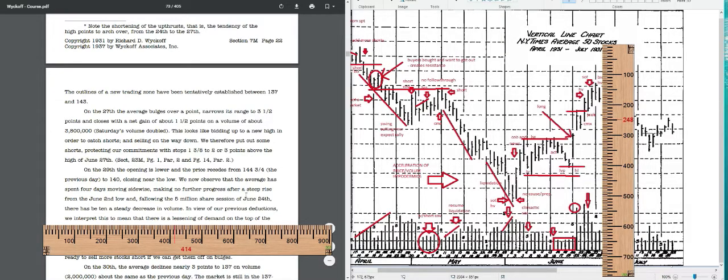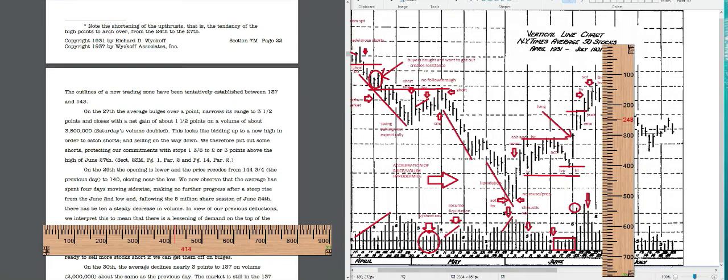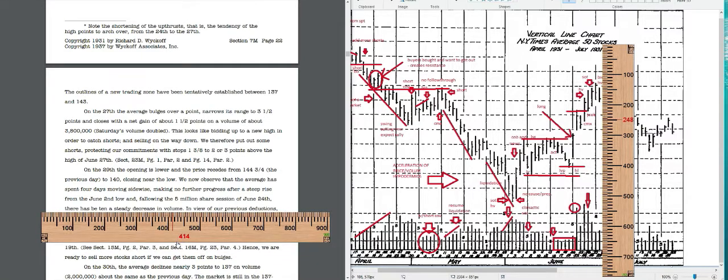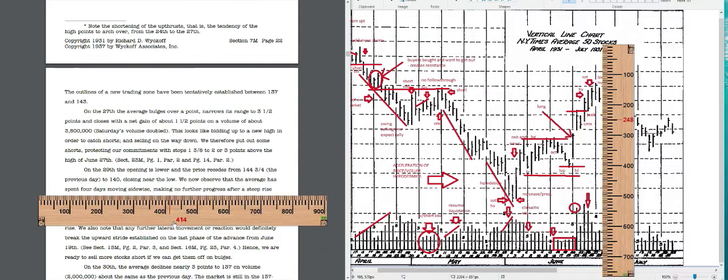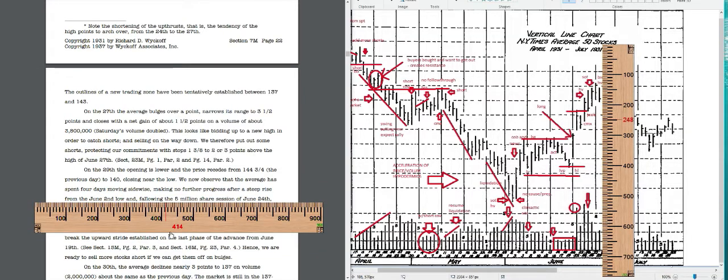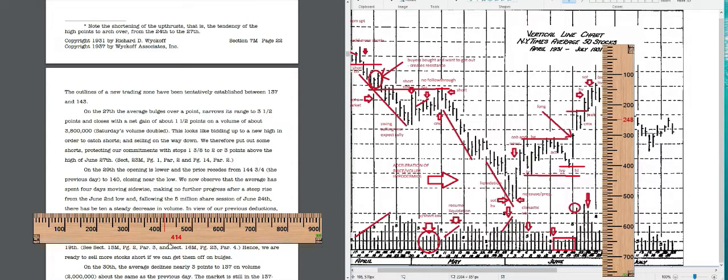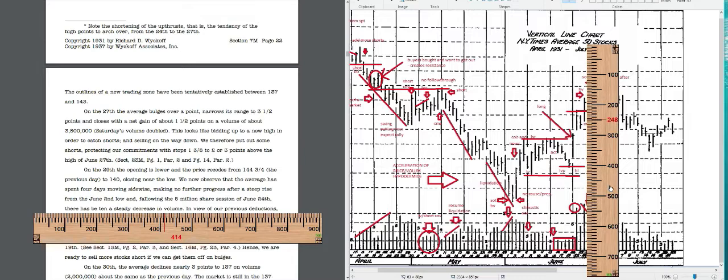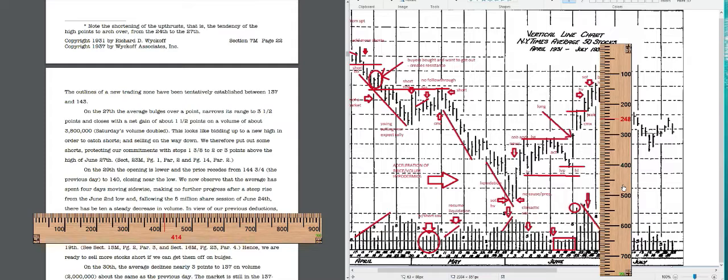What does he mean by no further progress? Meaning the closes. Are you making progress in the closes? No. All right. And there's been a steady decrease in volume, meaning here, right here, there. So you had your climax, you had your change of behavior, and now there's a problem.